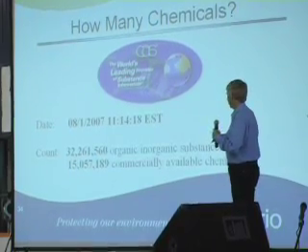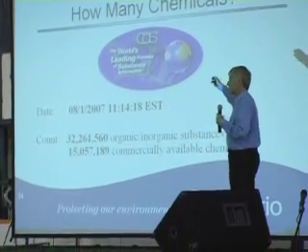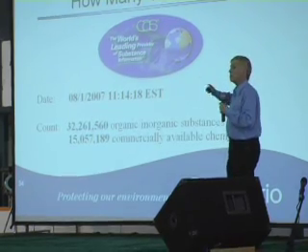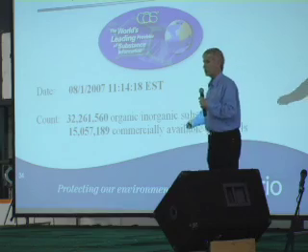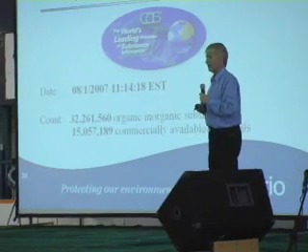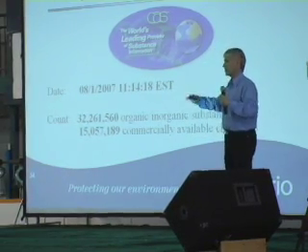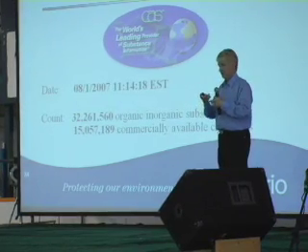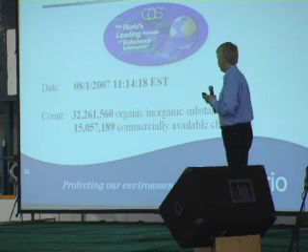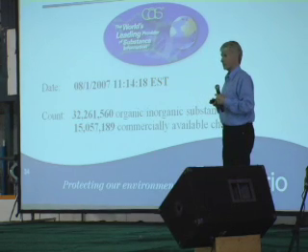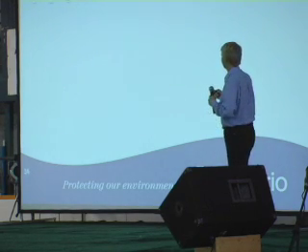32 million organic and inorganic substances in their database. 32 million. 15 million of these chemicals are commercially available. So how many chemicals have we been talking about today? A few hundred. The periodic table, that's not that many metals. So we've got our work cut out for us for a long, long time to come.